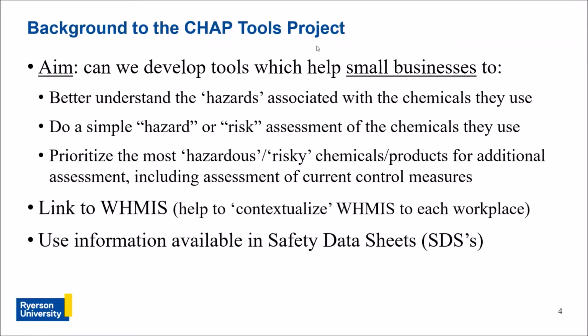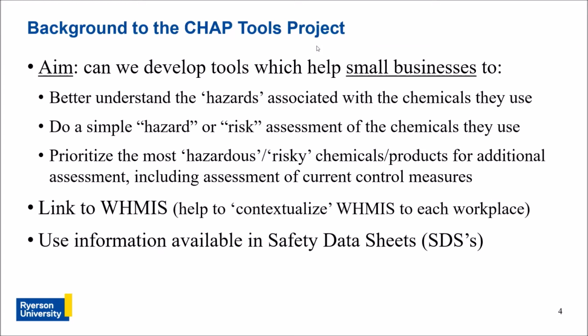So the background to the CHAP tools is that we wanted to develop tools that help small business better understand the hazards associated with the chemicals they use, to be able to do a simple hazard or risk assessment. In the steps of the process we started at hazard assessment and moved to risk assessment. Through that, we wanted to help small business prioritize the most hazardous or risky chemicals that they use, so that they can focus their efforts on managing those chemicals. We wanted to link this to WHMIS, with the idea that these sorts of tools can help a workplace contextualize WHMIS to their own workplace.